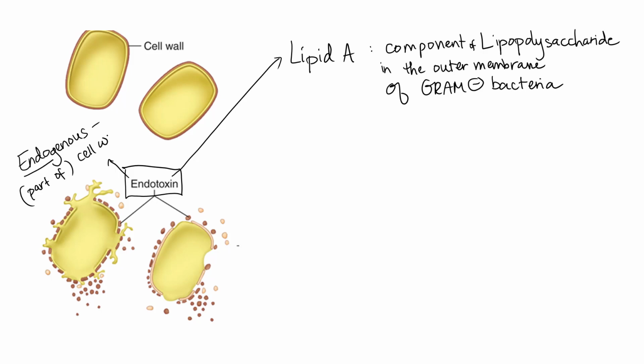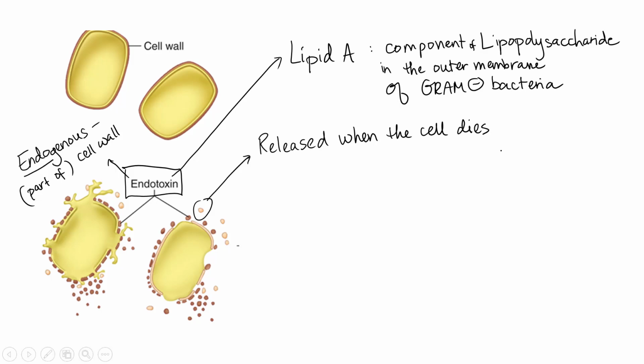So it's part of the cell wall of the bacteria. That's what endogenous endotoxin refers to. So the only way that it gets released is actually when the cell dies. Okay, so it's released when the cell dies as a result of maybe the immune response or normal cell death or antibiotic use. All of those could lead to cell lysis, and then it would release its cell wall components.